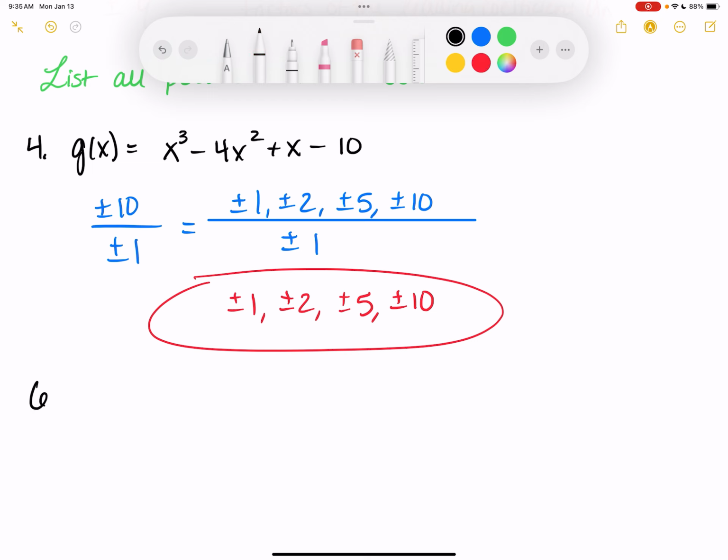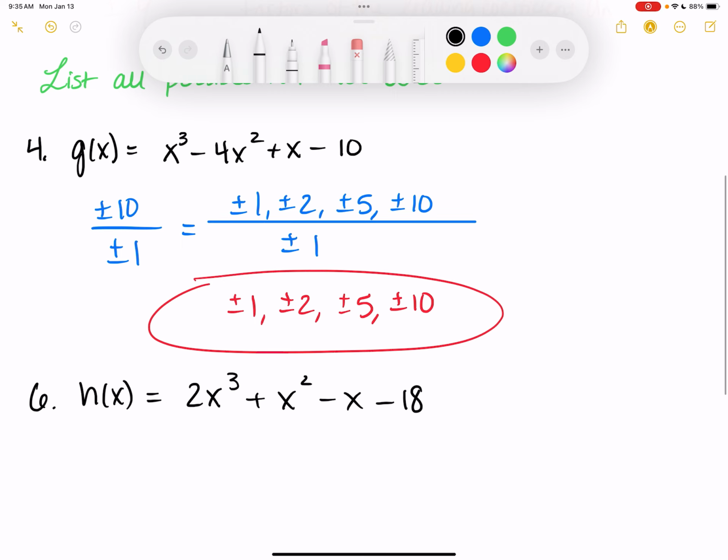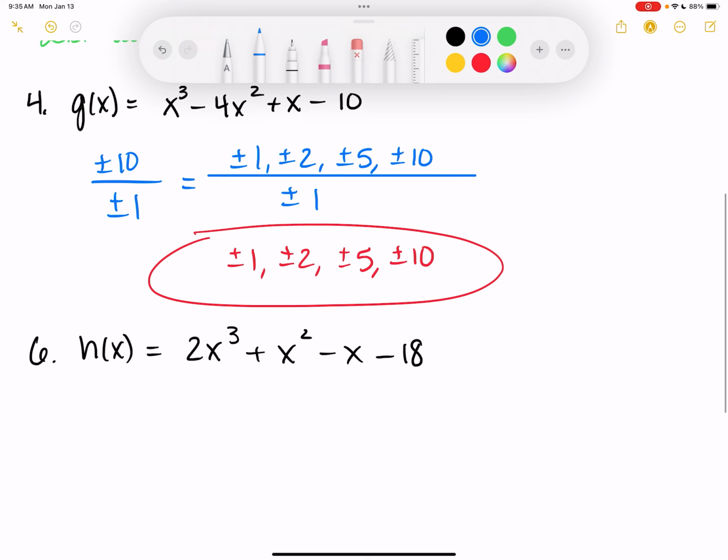All right, number 6, h of x equals 2x cubed plus x squared minus x minus 18. I'm sad because plus or minus 1. So factors of 18 over the factors of 2, so plus or minus 18 over plus or minus 2.